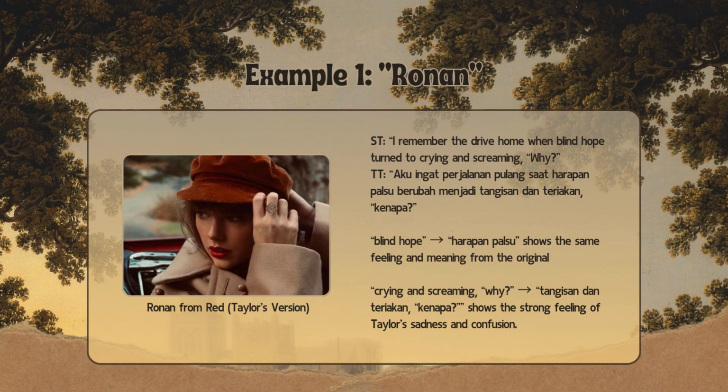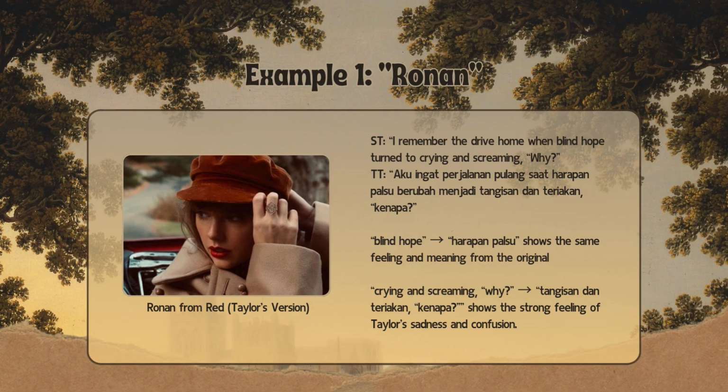The source text: "I remember the drive home when blind hope turned to crying and screaming why." The translation text: "aku ingat perjalanan pulang saat harapan palsu berubah menjadi tangisan dan teriakan kenapa." The phrase "blind hope" becoming "harapan palsu" shows that the translation used a communicative and semantic method. A more direct translation would be "harapan buta," but that sounds unnatural in Indonesian. "Harapan palsu," or false hope, still shows the same feeling and meaning from the original, making sure the listener or the reader understands the message clearly.